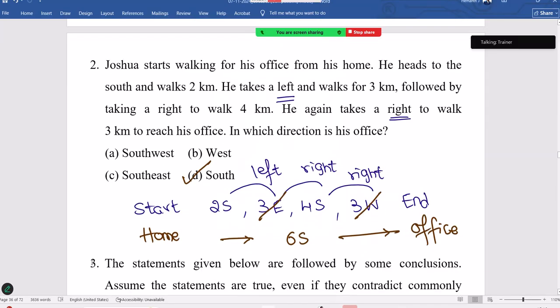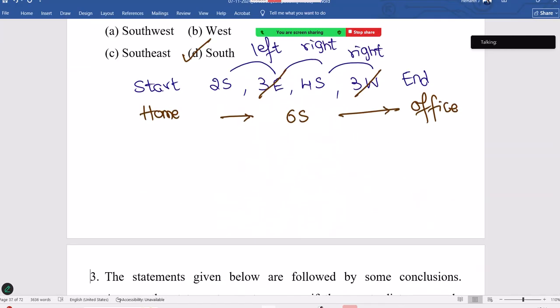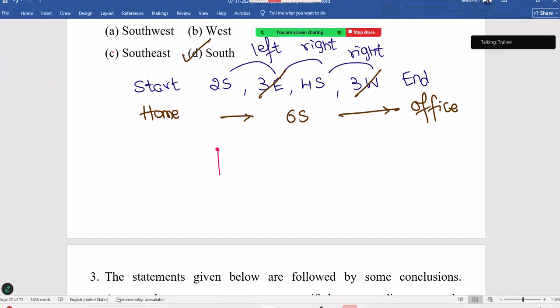No, sir, same thing, I want justification with respect to diagram. Okay. Let's say you started your journey here, 2 kilometers south. Then you are taking left side, this way you have to go 3 kilometers like this. Then you are taking right direction, 4. Then again you are taking right direction, 3, this way. So this is where your stop ends.